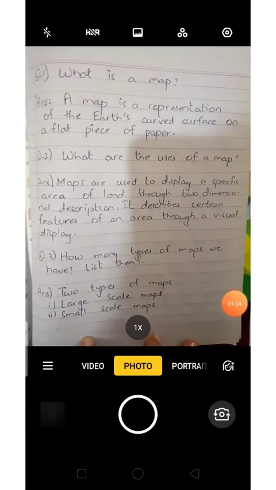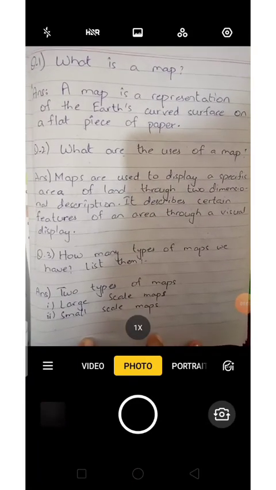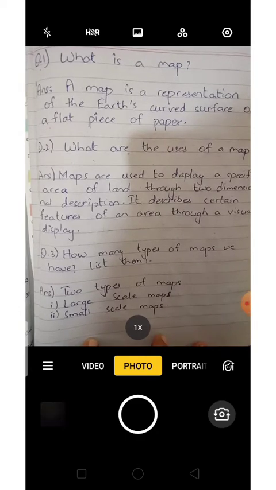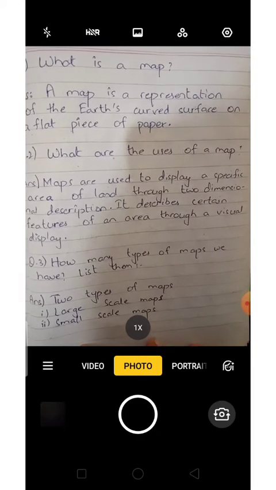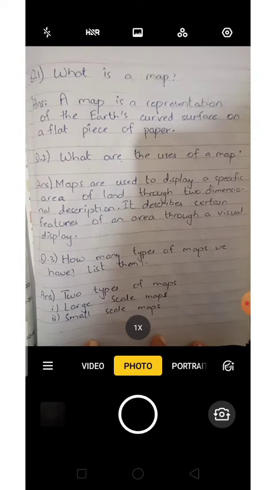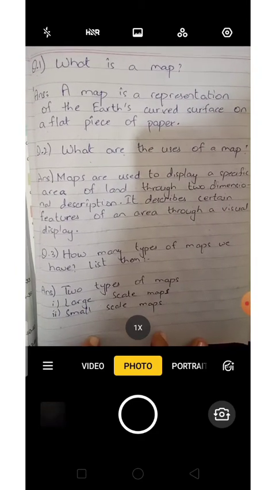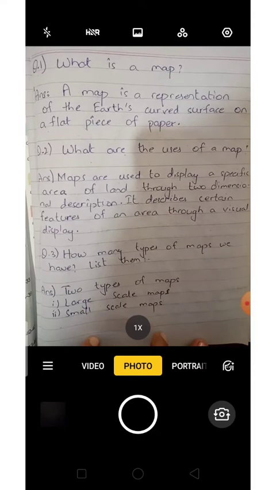In the previous lecture I gave you some questions and answers related to chapter 1, the globe and map. So here are the answers, so you can tally these answers with your answers.